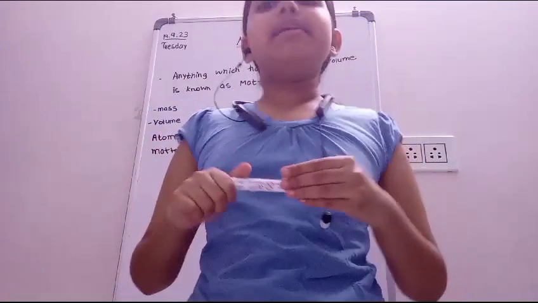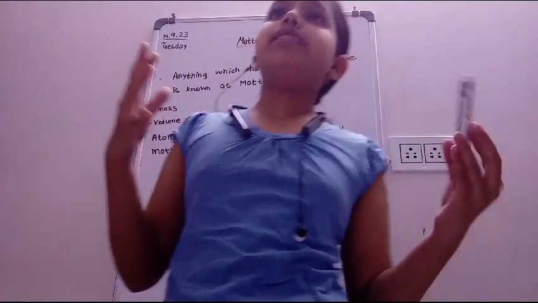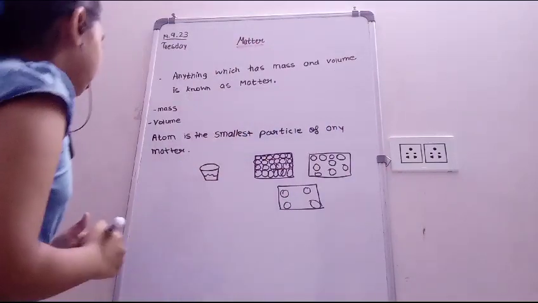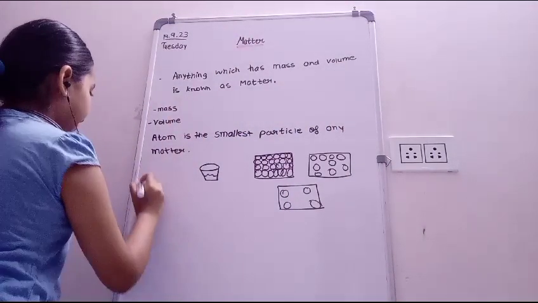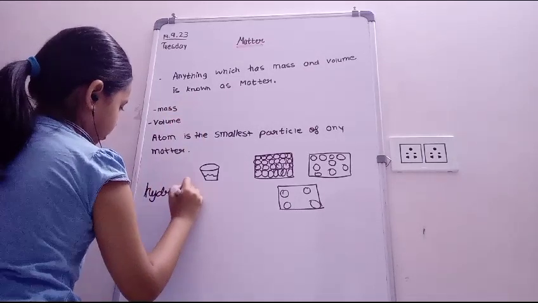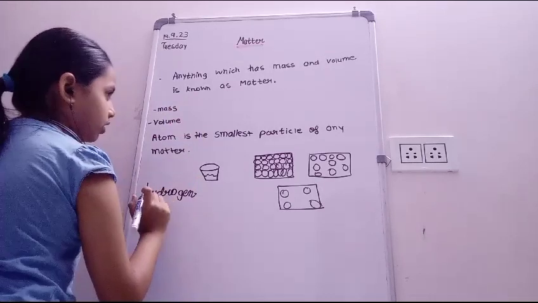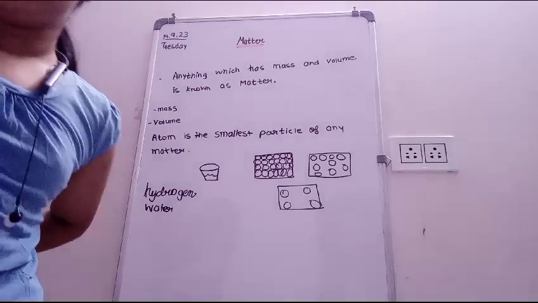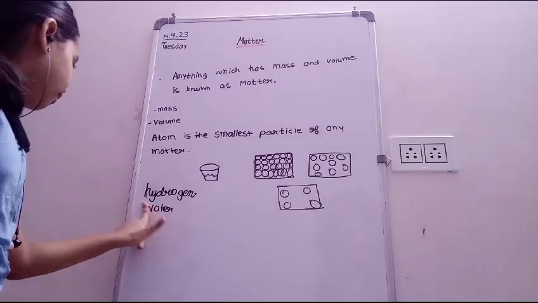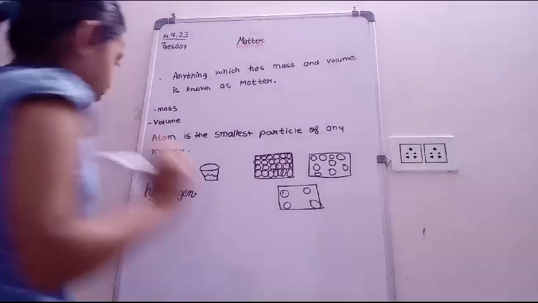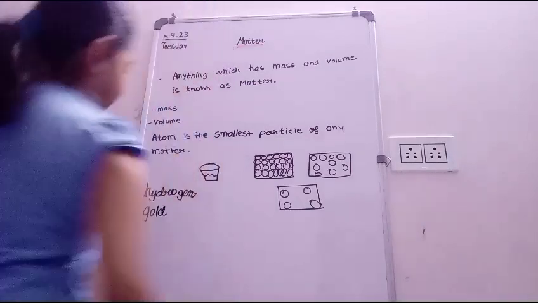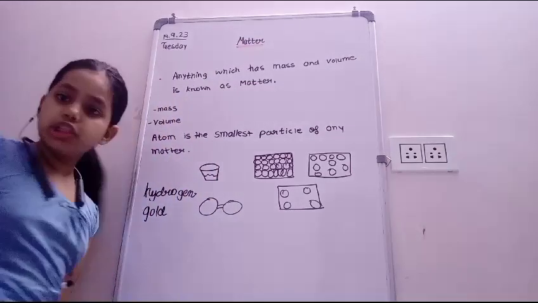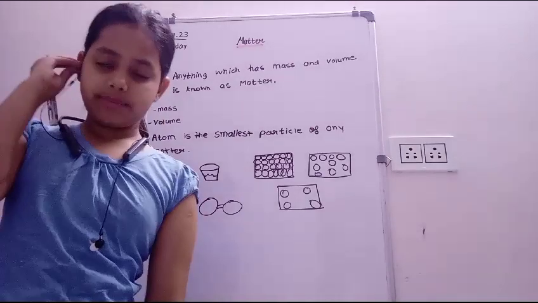What are elements? Elements are substances which contain only one kind of atom. Only one kind of atom. For example, hydrogen. Water is, I think, made up of... sorry, it's not water, it's actually gold. Okay, gold. So how is hydrogen made? One hydrogen atom and one hydrogen atom makes one molecule.